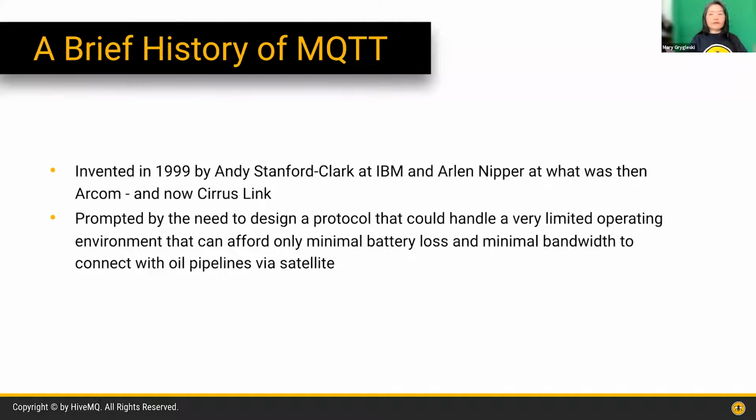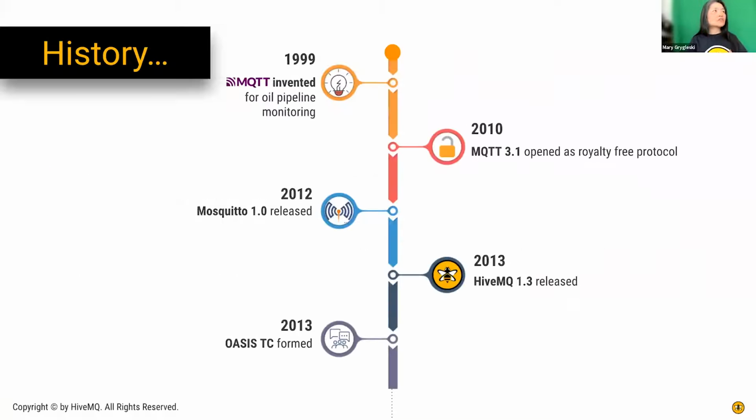So you can only afford minimal battery loss, and there was only minimal bandwidth. So they invented that. So it's a bit of history. If we take a look at the timeline, in 1999, MQTT got invented. And at that time, it actually wasn't quite the standard yet. It was more like a proprietary protocol to address oil pipeline monitoring.